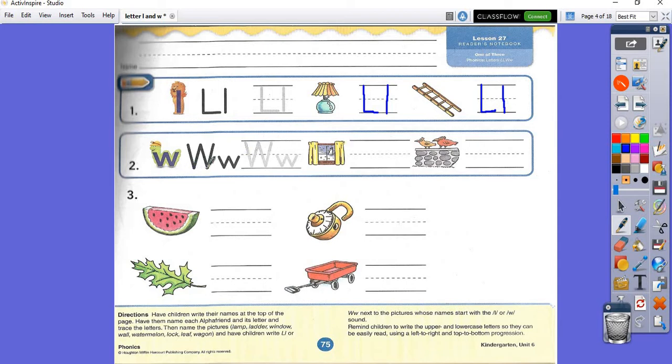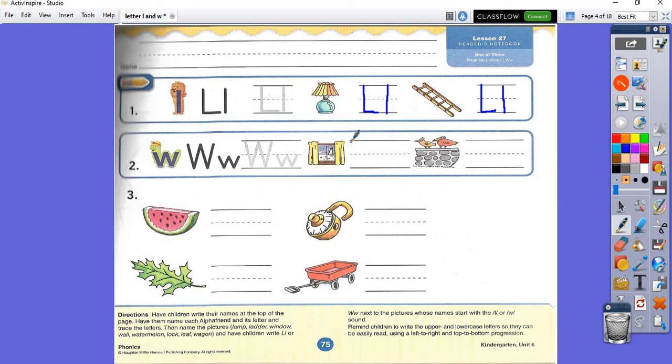Now we have the next letter. The letter is W. The sound is W. W, W, warm. Now what picture is this? We can see, this is in our house and we can see what is happening outside of our house. This is window. W, W, window.